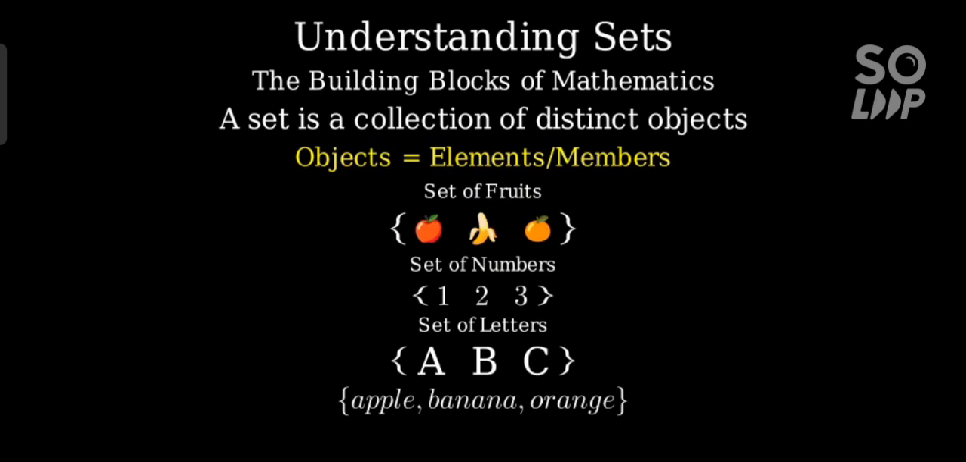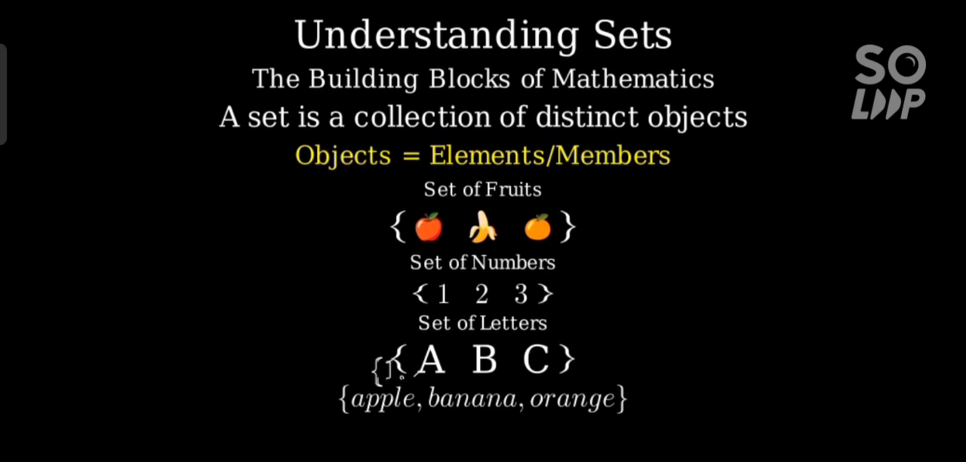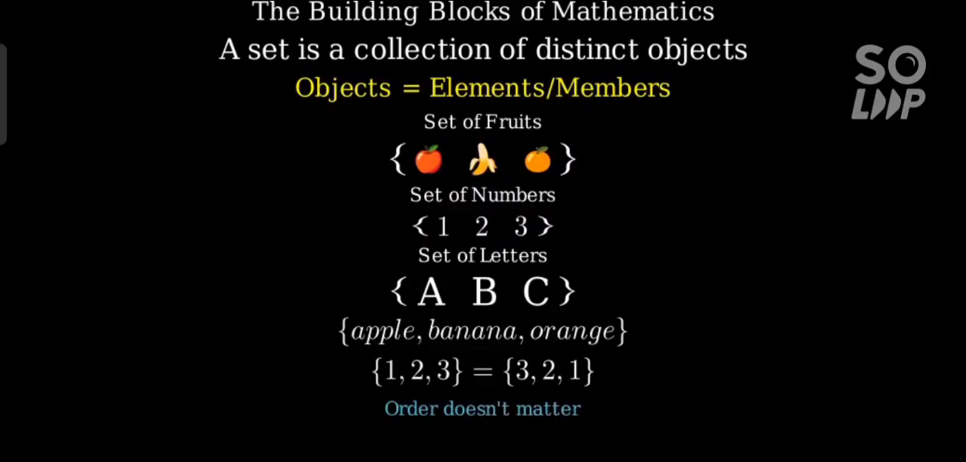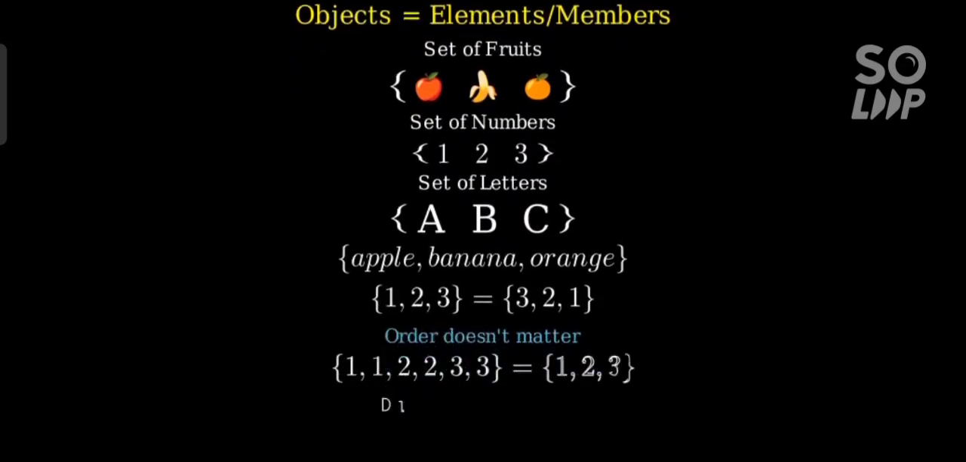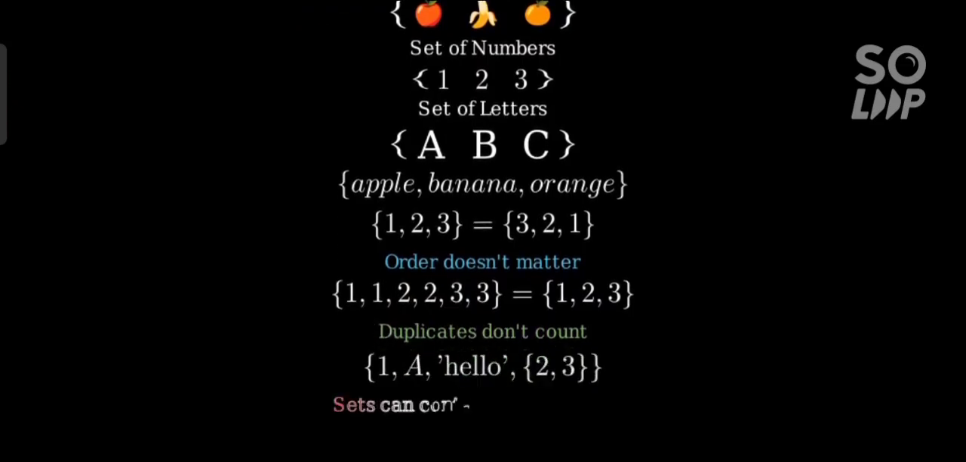There are three important properties of sets to remember. First, order doesn't matter. The set {1, 2, 3} is the same as the set {3, 2, 1}. Second, duplicates don't count. The set {1, 1, 2, 2, 3, 3} is the same as the set {1, 2, 3}. Third, sets can contain different types of elements: numbers, letters, words, or even other sets.